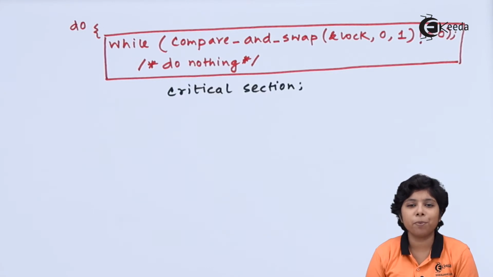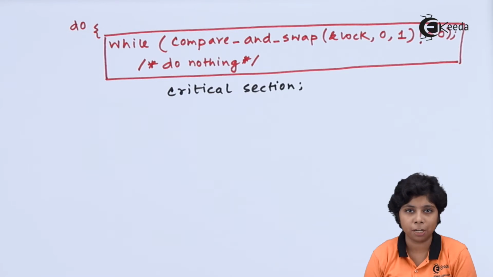Subsequent calls to the compare and swap function will not succeed because the value of lock is now 1. As we know, compare and swap always returns the original value of the variable, so it will return 1 in subsequent calls. Thus it will not let every process enter the critical section. So mutual exclusion is ensured.